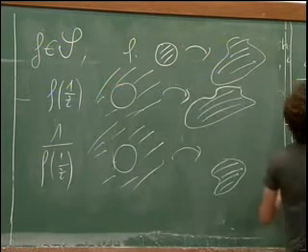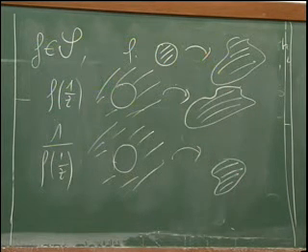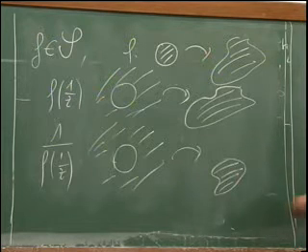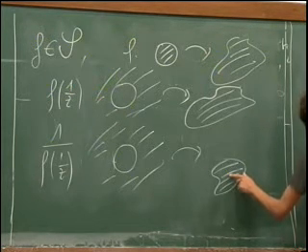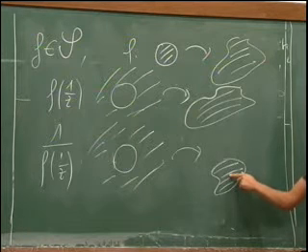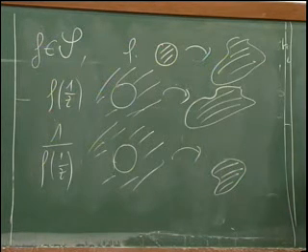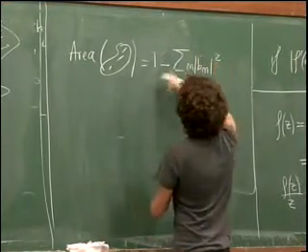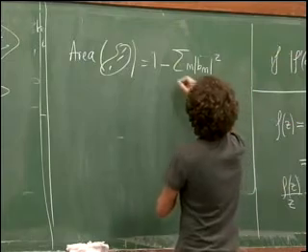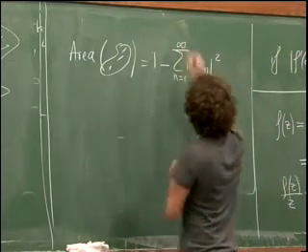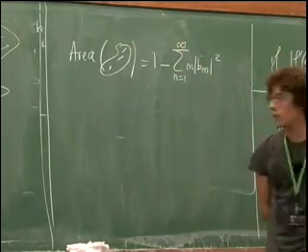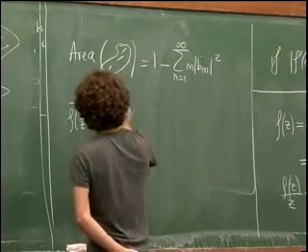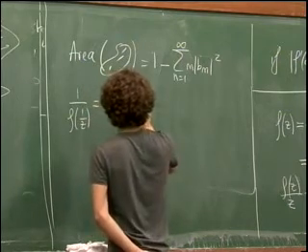And what you will get, and what is a little bit magic, is that the area of this will be 1 minus the sum of n b_n squared, where the b_n are the power series development of this.